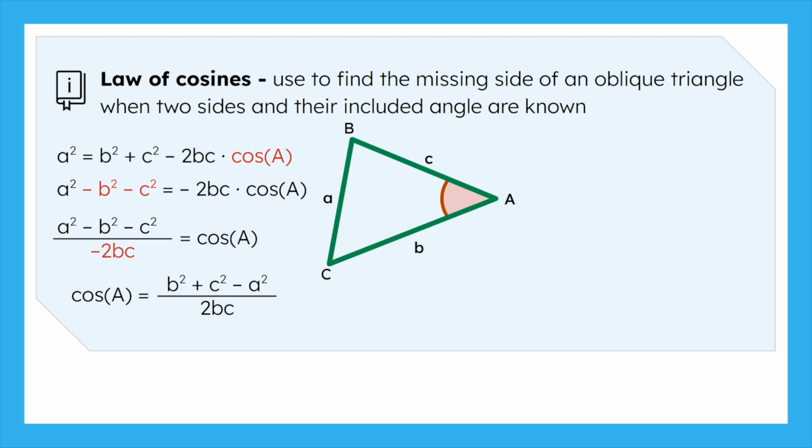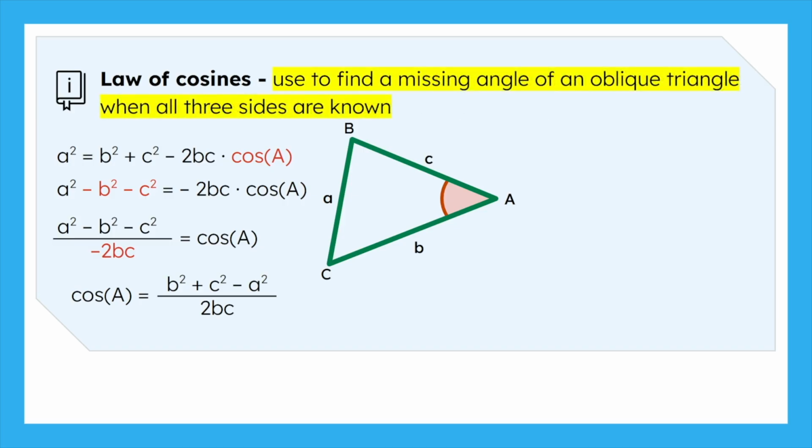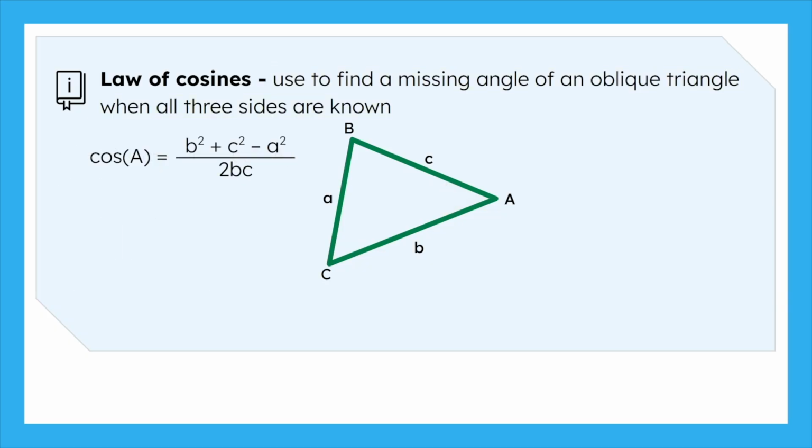So when would this formula be useful? Well, we can use this version to find any missing angle when all three sides of a triangle are known. Before we jump into an example, though, there's one thing about this formula I want to point out. Take a look at the numerator. You've got three terms, and the order in which you handle them does matter.